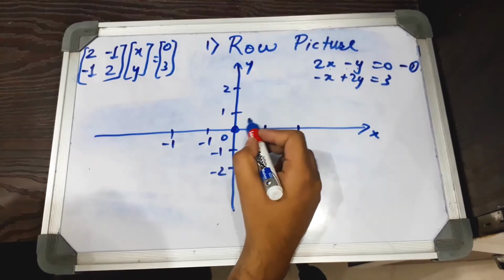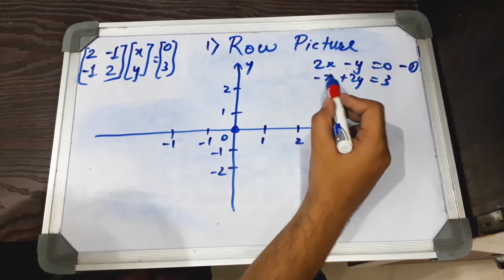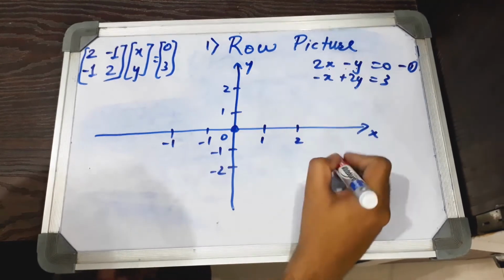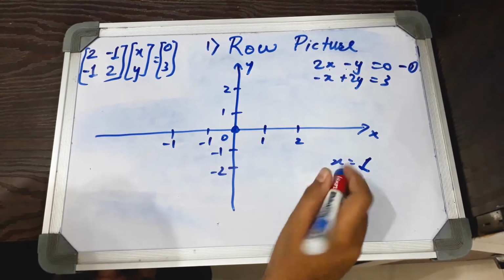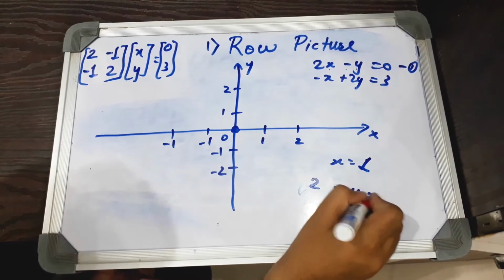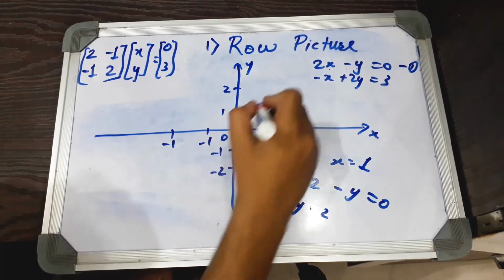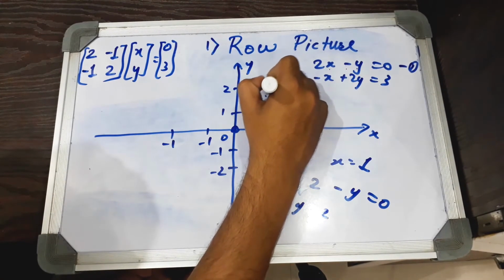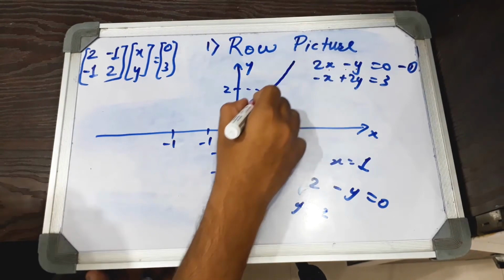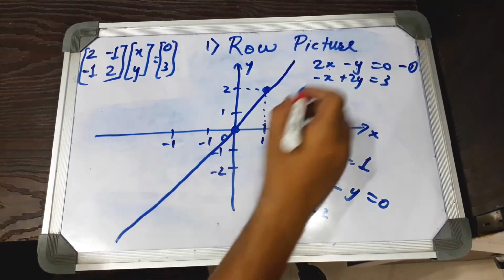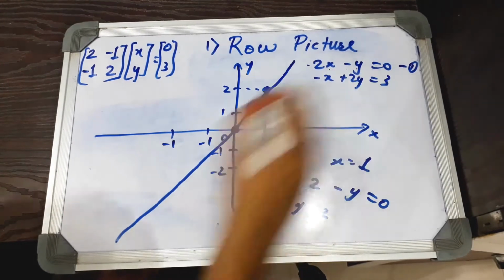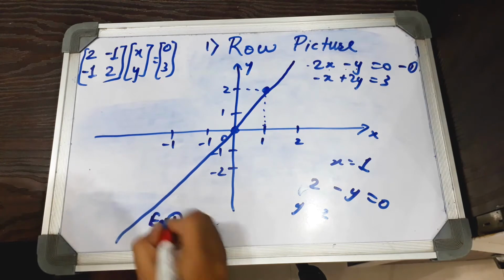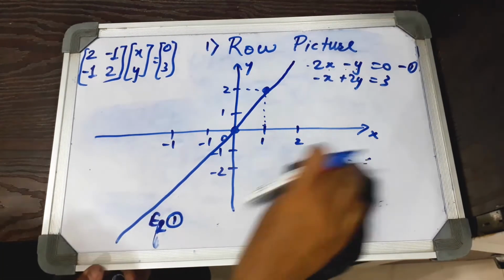Let's solve for one more point so that we can plot a line. Let's say we take x equals 1. Then we have 2 minus y equals 0, and y equals 2, right? So x equals 1, y equals 2, this will be the point. And the line passing through these 2 points is this equation. Let's call it equation 1.